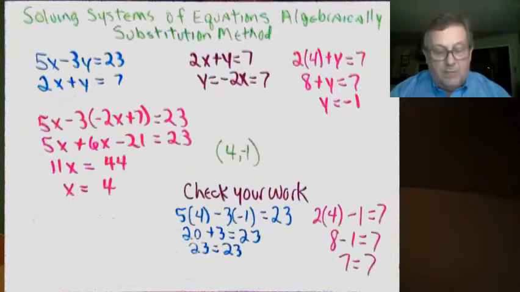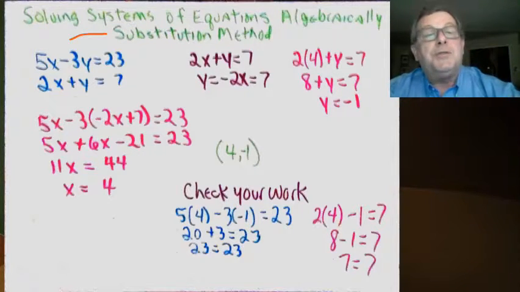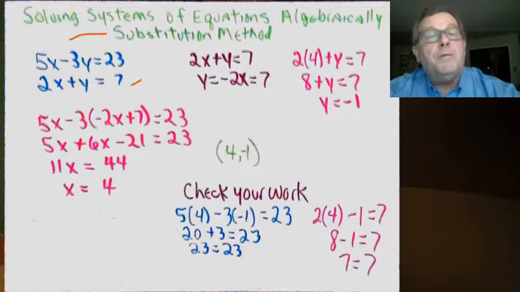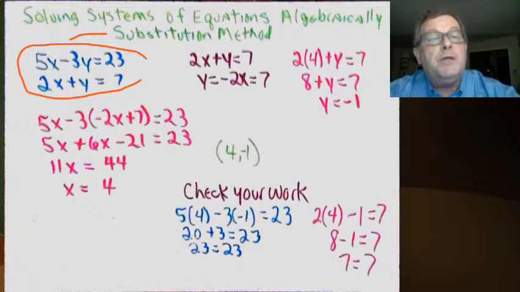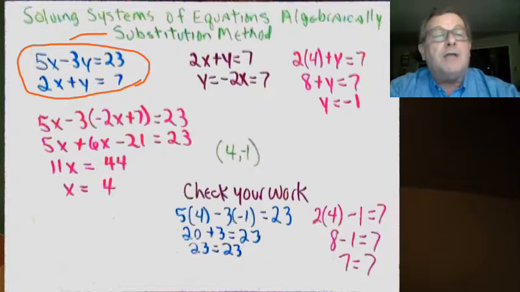All right, so we're solving systems of equations. Now we're going to look at solving systems of equations algebraically, and in this exercise we're going to use the substitution method for solving systems of equations. So right here, we're given two equations: 5x minus 3y equals 23, and 2x plus y equals 7.